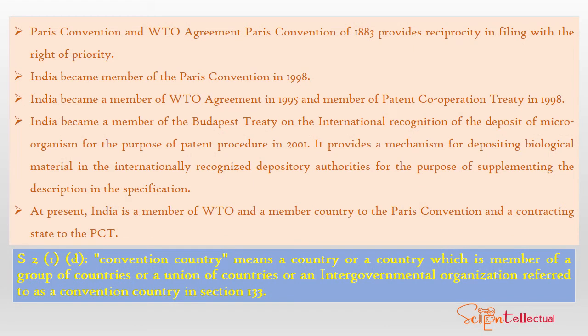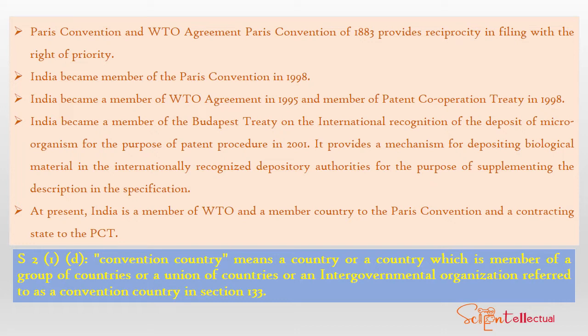Now, Paris Convention and WTO arrangement or agreement. Paris Convention of 1883 provides reciprocity in filing with the right of priority. India became member of Paris Convention in 1998 and member of WTO agreement in 1995 and member of PCT in 1998. India became member of Budapest Treaty on the International Recognition of the Deposit of Microorganisms for the purpose of patent procedure in 2001. At present, India is member of WTO and a member country of Paris Convention and a contracting state to the PCT.